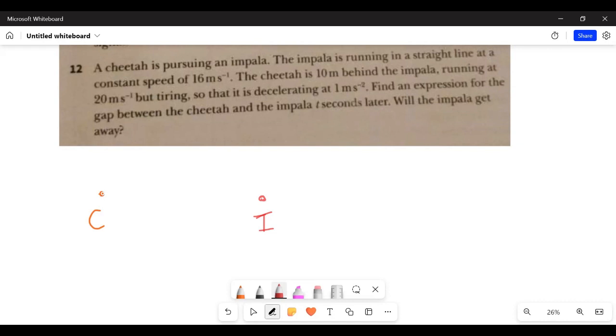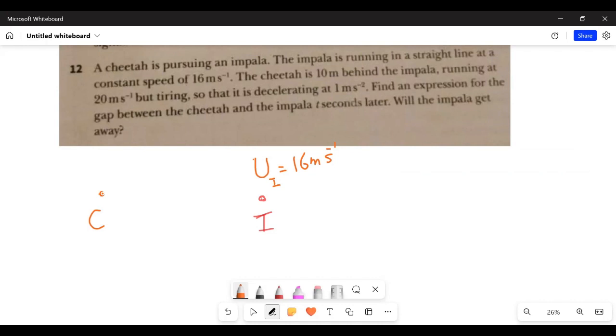The impala is running in a straight line at a constant speed of 16 meters per second. So the impala's speed is constant. We can call it V or U, it is constant anyway, so let's say U, although it does not make any difference. So 16 meters per second is the impala's constant speed.